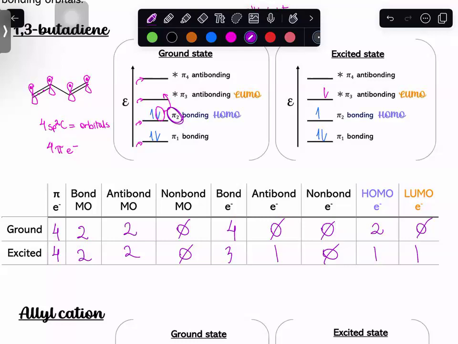So pretty simple. As long as you know how to draw out your energy diagram, you should be able to answer all of the questions that he might throw at you on the exam. Yes.